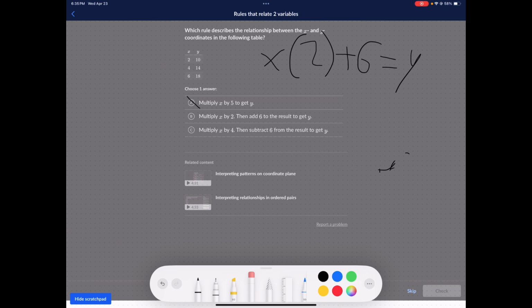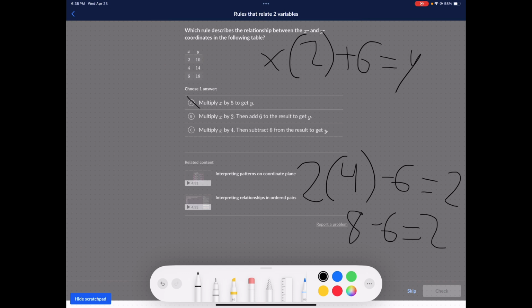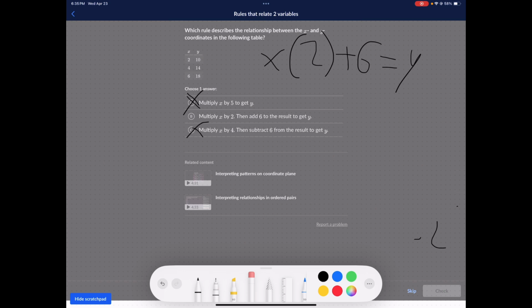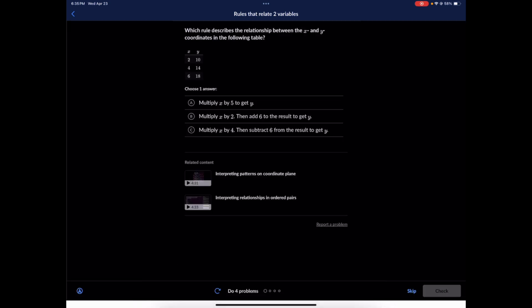So we can say that we multiply x by 2 and then add 6. It wouldn't be subtracting. That's the opposite of what we want to do. Because if we multiply x by 4, so like maybe we do 2 times 4 and then we subtract 6, that would get us 8 minus 6, which is 2, which is not what we want. So it's not C either. B is our best choice. So we answer B.